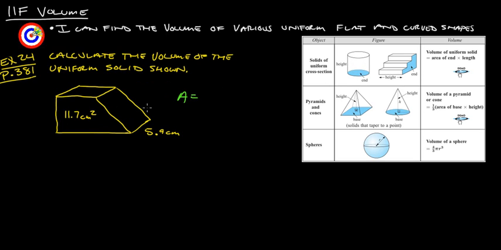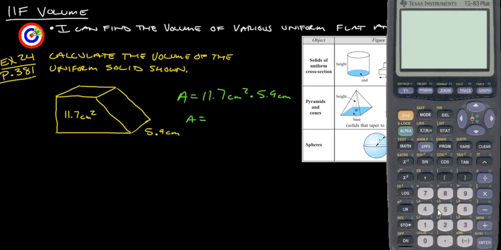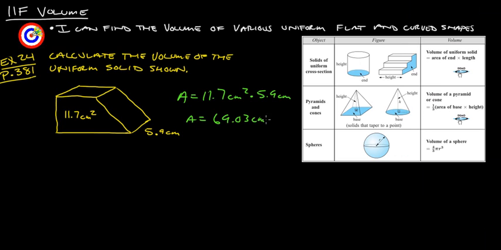So the area on this one is simply going to be 11.7 centimeters squared times the height, which is 5.9 centimeters. So you go through and calculate that. Let's see, 11.7 times 5.9, and we get 69.03 centimeters, and that would be cubed, because I put area, that should be volume instead of area, shouldn't it? So it should be a V, not an A. So there is our V. Volume is 69.03 centimeters cubed for that one there.